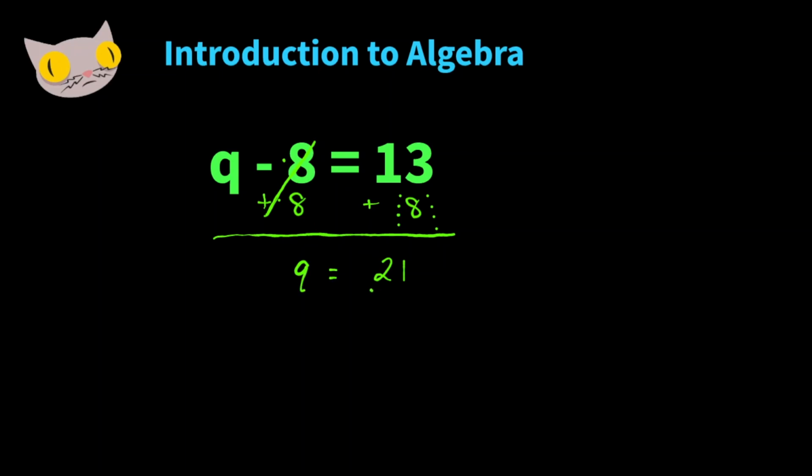We can confirm by plugging 21 into our q value. 21 minus 8. And any calculator will tell you that that will be 13.